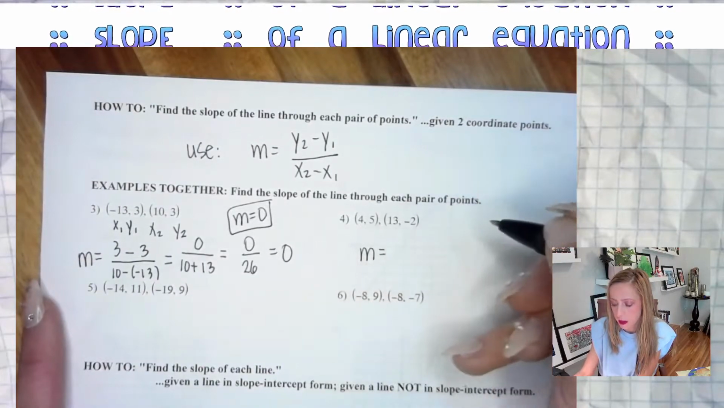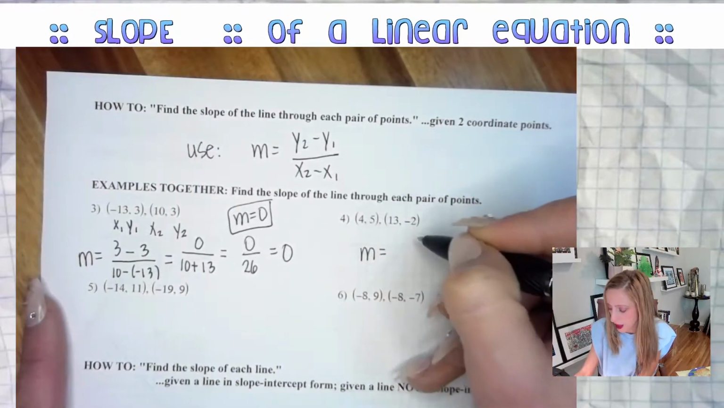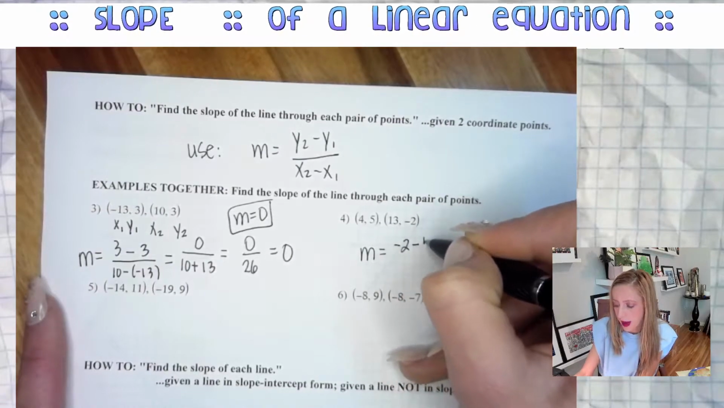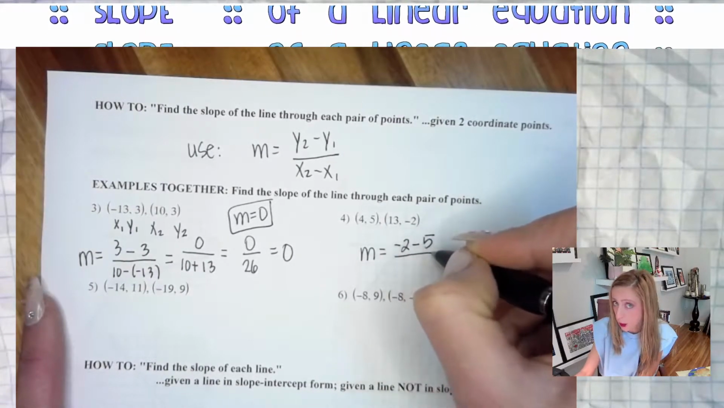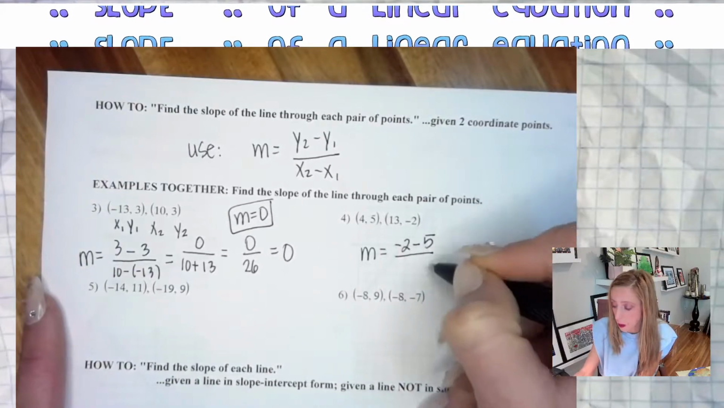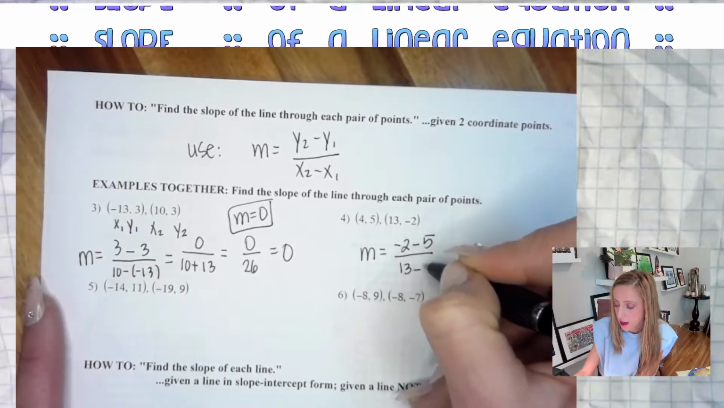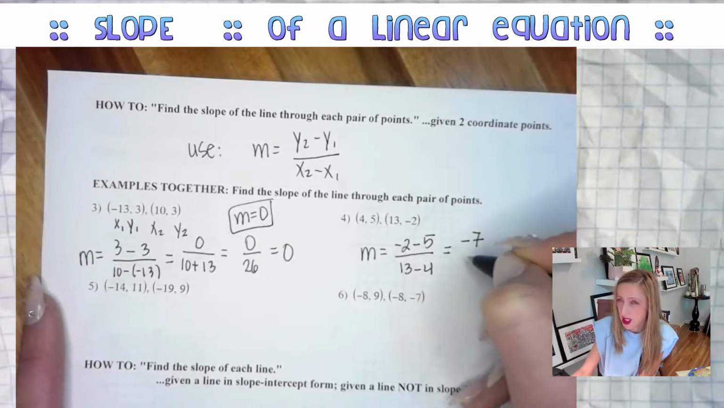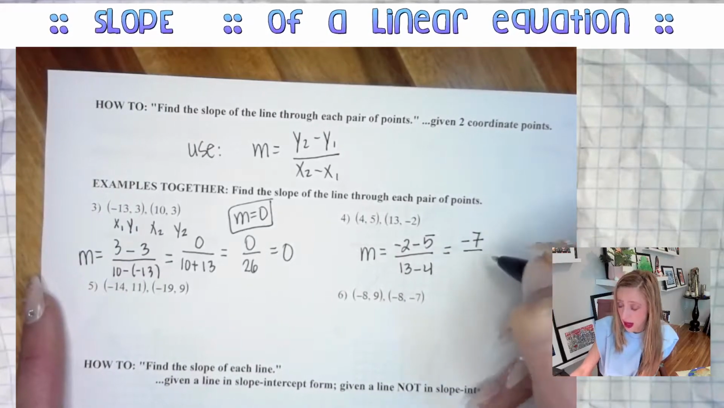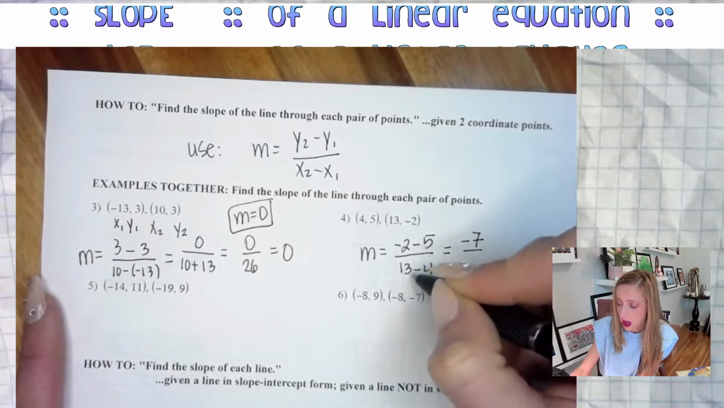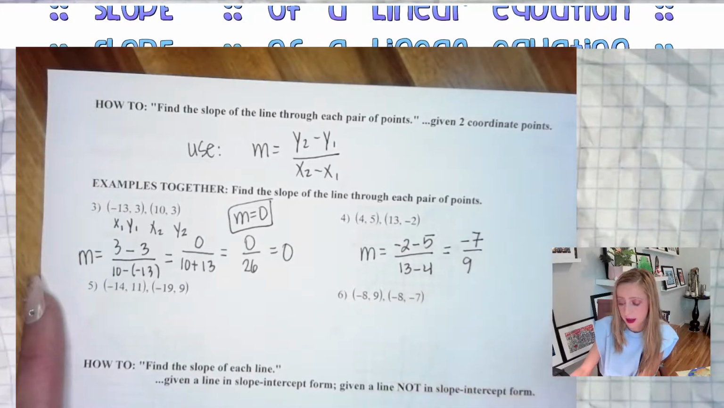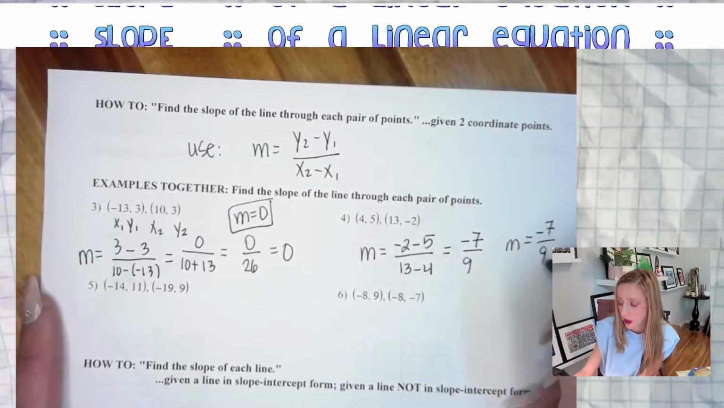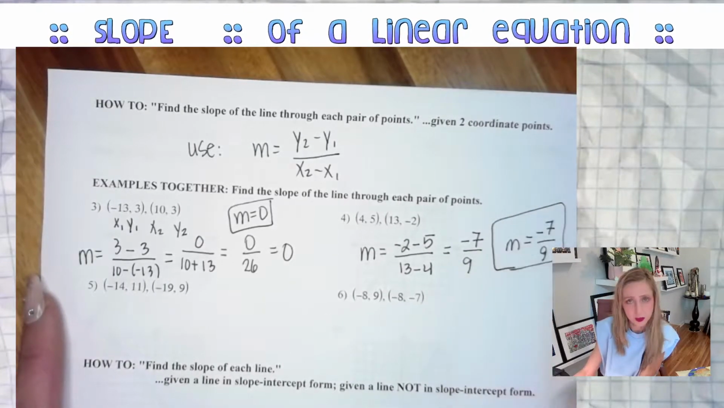What about here? Using that same formula, I'm just going to do a couple more. I'm not going to label this time, but you probably should if you think you struggle. Negative 2 minus 5. Y goes up high. Biggest mistake is people put x on top. 13 minus 4. Negative 2 minus 5 is negative 7. Don't use a calculator. Figure it out. Look up the rule if you have to. 13 take away 4 is 9. Nothing left to reduce. Final answer, m is negative 7 over 9.